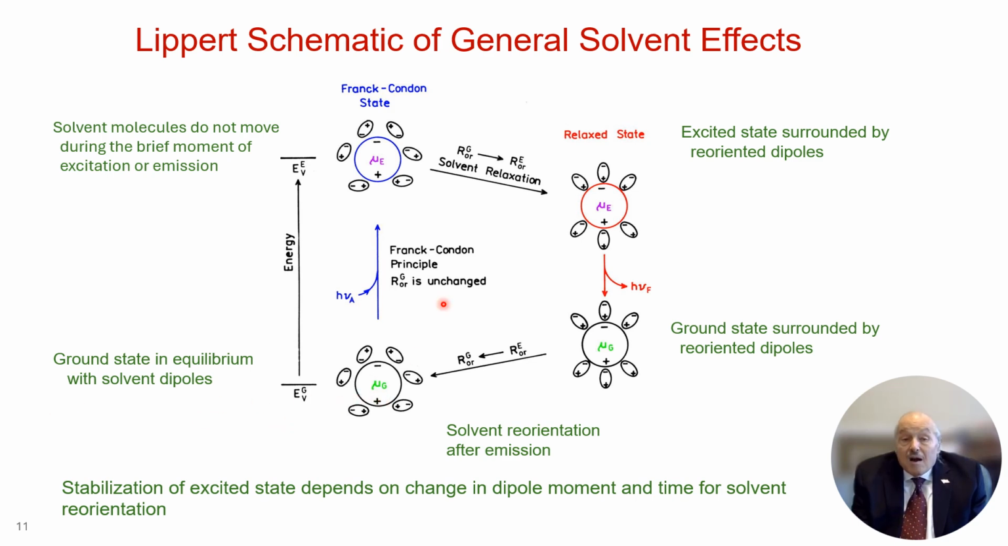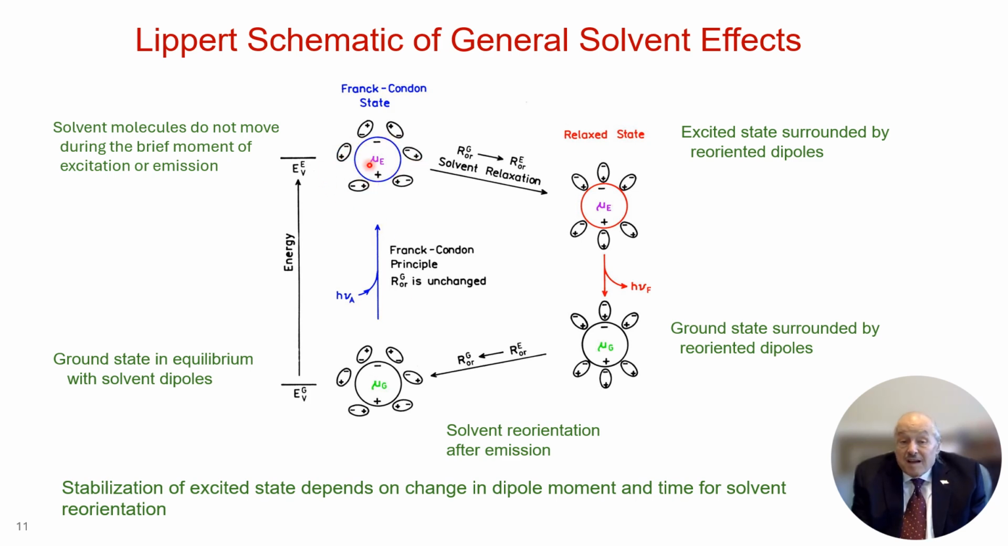So this isn't going to be the derivation of the Lippert equation, which is the most widely used equation when you're looking at Stokes shift. So you start with the ground state fluorophore, randomly distributed dipoles around it, go to the excited state.